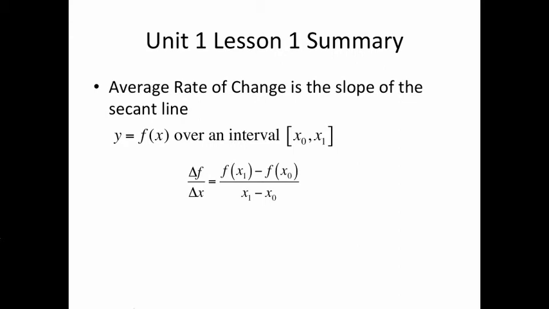So what have we learned in this lesson? We saw that the average rate of change is the slope of the secant line. We also saw how to calculate the average rate of change from a table or a graph by the formula on the screen. Delta f over delta x equals f of x1 minus f of x naught over x1 minus x naught.